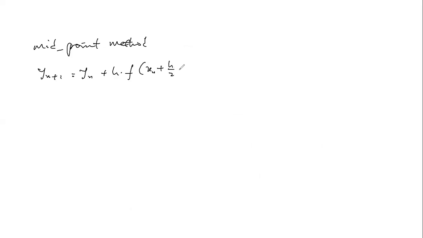So for the midpoint method, we have that the update is given as y sub n plus h dot f of x_n plus 1/2 of the step size, then y_n plus 1/2 of the step size times f of x_n, y_n. Then that's the third, still on the single step methods.